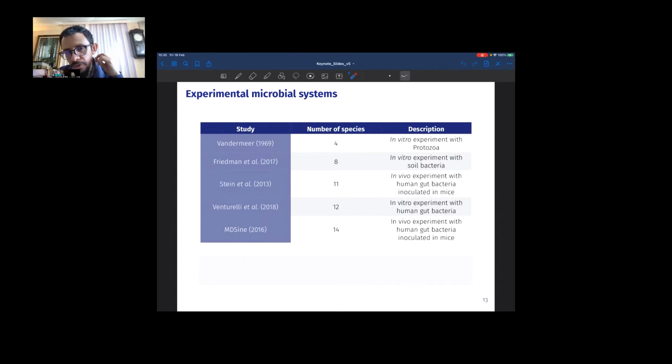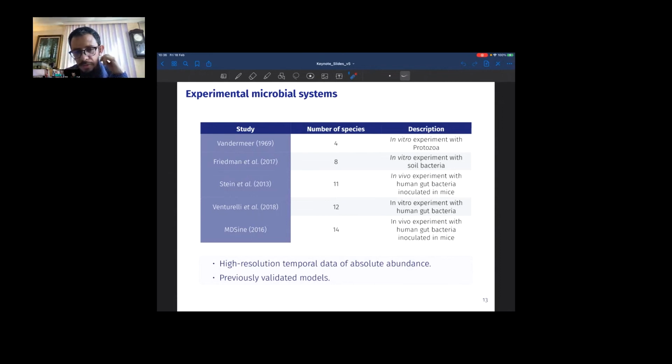use these 5 different experimental microbial systems that were studied before by different authors: Vandermeer, Friedman, Stein, Venturelli, and Design, and that had different numbers of species. The smallest number of species is, for example, 4 in the work by Vandermeer, and the largest system has 14 different species. And they describe different ecosystems, from purely academic or in vitro experiments, like the work of Vandermeer, to more realistic systems, for example in the work of Venturelli, where the systems are related to the gut bacteria that humans have, or that healthy humans have at least.